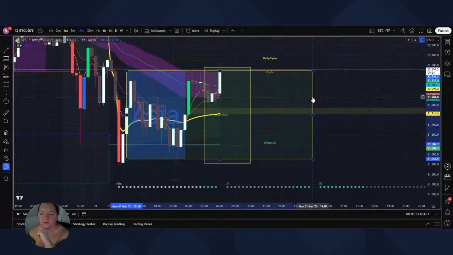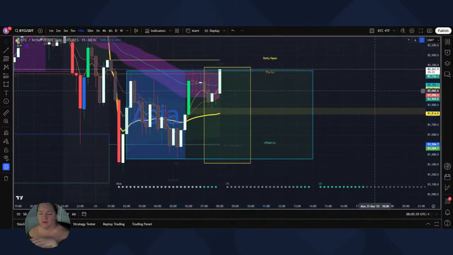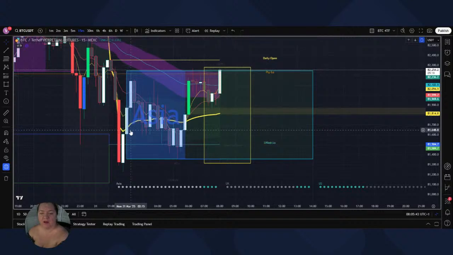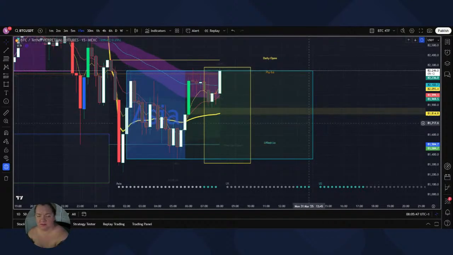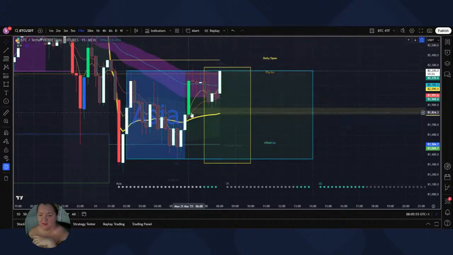But in general, what we're looking for is the way that the market moves in this blue section here. And then what we want to see is, is it trending? Is it going sideways? What is it doing? And so right now we've got our open here, which is 81,600. And then we closed it at 81,800. So this is a consolidation day.